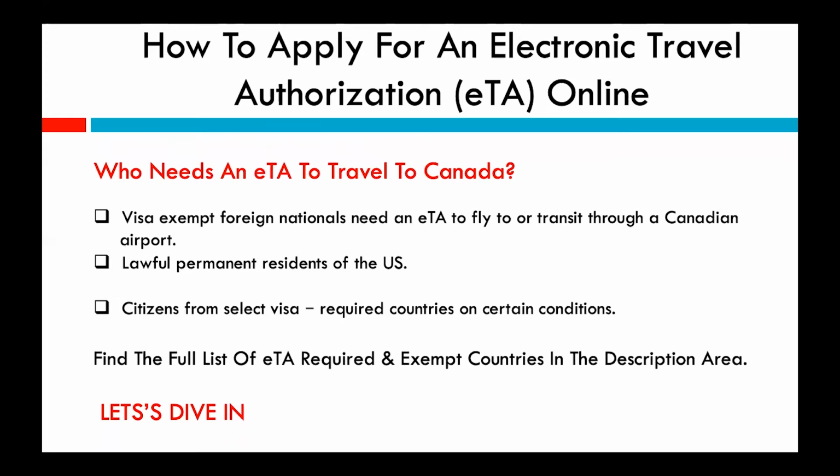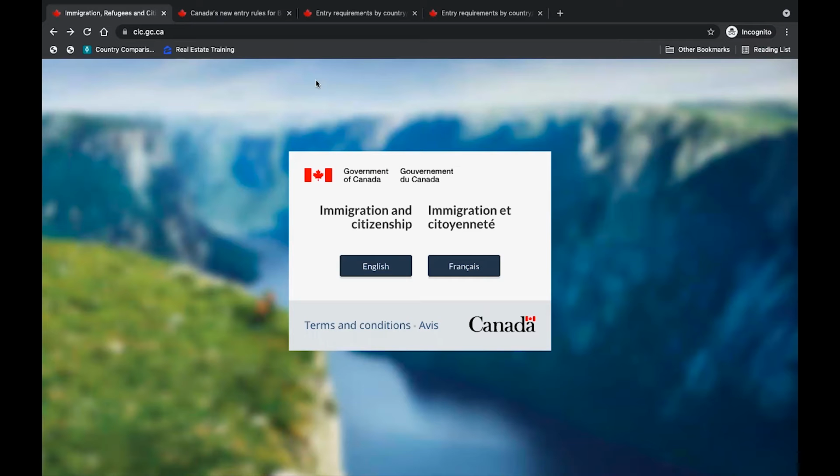And finally, the full list of the eTA required and exempt countries, you're going to find in the description area. Let's quickly dive in. So the first thing you do is type in your web browser cic.gc.ca or canada.ca, and then you're going to choose English.